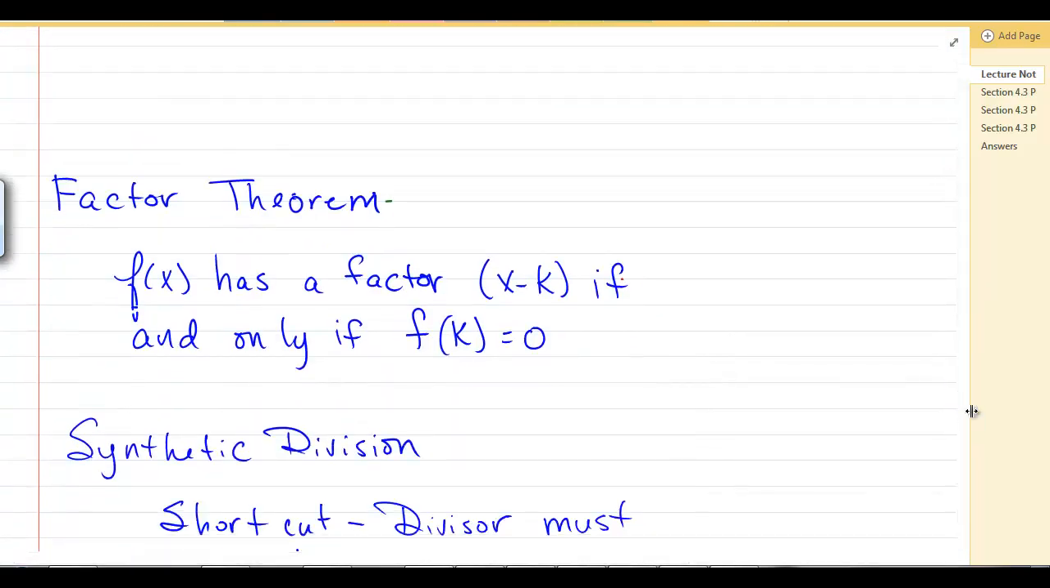You also have something called the factor theorem. f of x has a factor, x minus k, if and only if f of k is equal to 0. Let's see, that should make sense. We just found that f of k gives us the remainder. If the remainder is 0, that means it went in evenly, and it would be a factor. That will come into play in our homework. So just think about that.